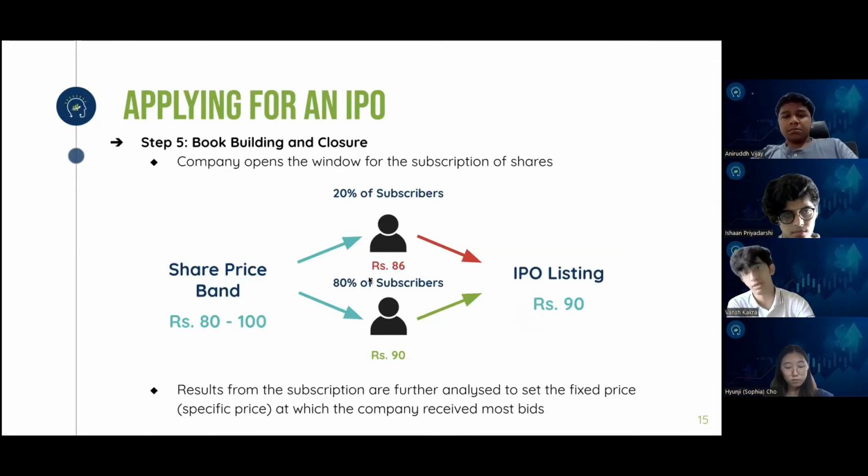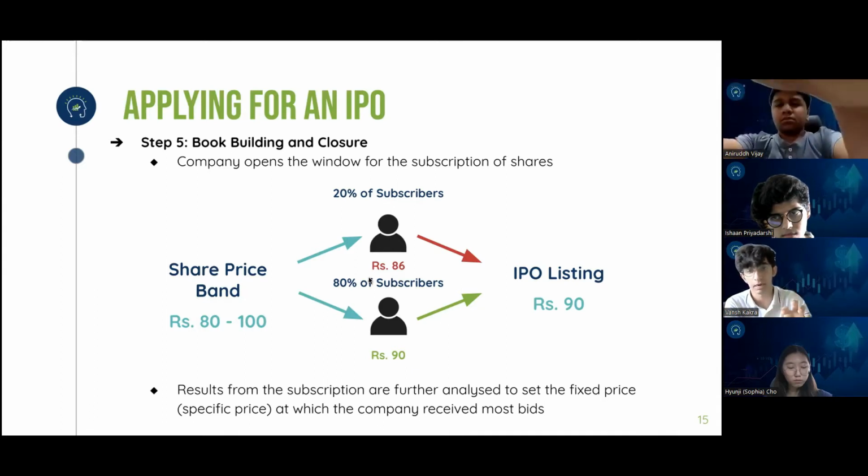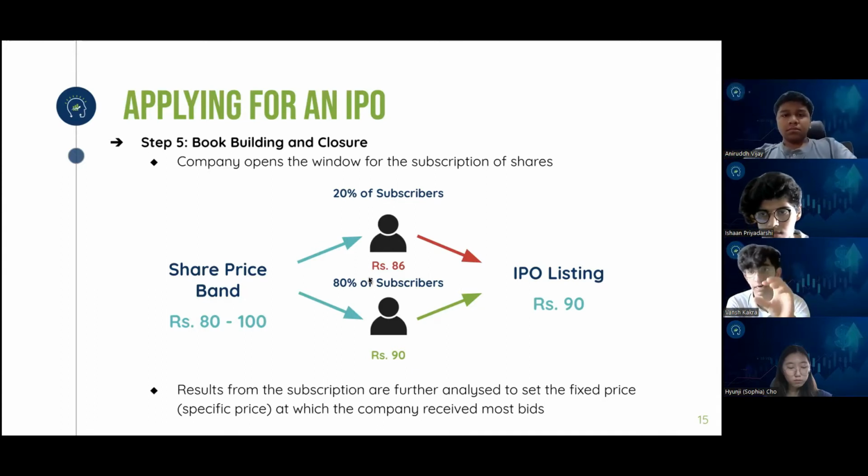As I mentioned before, once the roadshow is done and the price band is decided, the company has to officially open the window through which the public can subscribe to the shares. So for example, the price band set by the company is between rupees 80 to 100, and this is actually taken by the public itself. Then the public can subscribe to the shares by placing an order at the price that seems to be fair, right? Now, after the book building is closed, the fixed price of the IPO listing is decided, because the company looks at how much the investors have invested at a particular price.